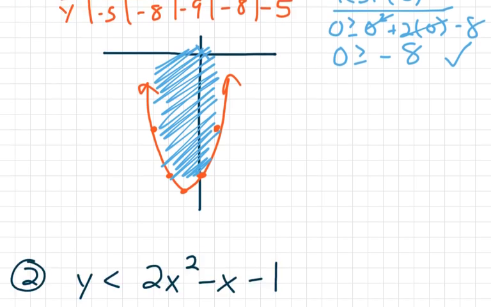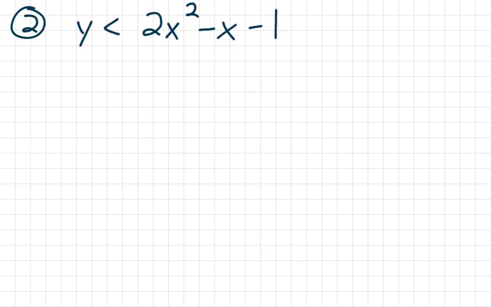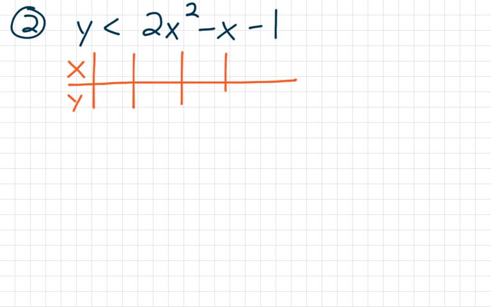Let's try another one here. Number two, y is less than 2x squared minus x minus 1. Again, you can get your ordered pairs from the calculator. This section is not focused on finding ordered pairs, so I'm going to skip over that a little bit in this video because that's not the point. For reference, the vertex here is 1/4, and then I'm going to go 1/2, 1, 0, and -1.